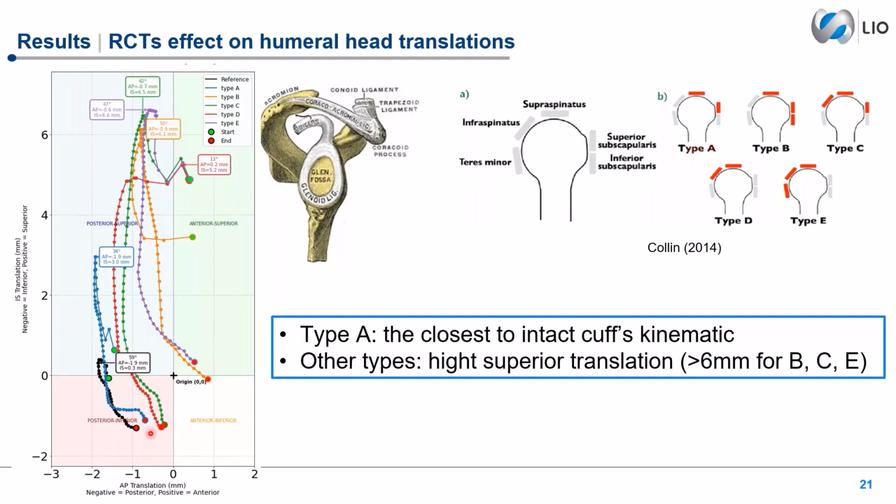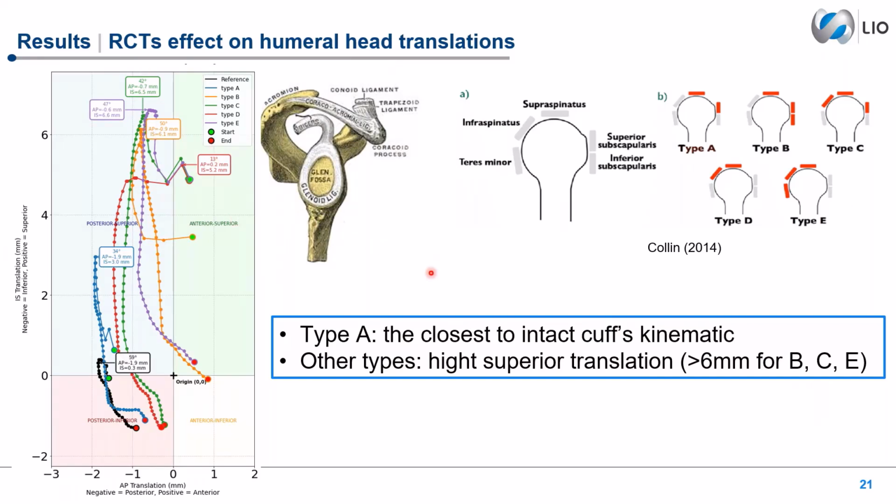It's only the supraspinatus and the superior part of the subscapularis that is torn. The red over there is type D, the other one that has only two muscles torn. It's a bit more stable, with around 5 millimeters of translation. And all the others, so type B, C, and E, have a really high superior translation, over 6 millimeters.